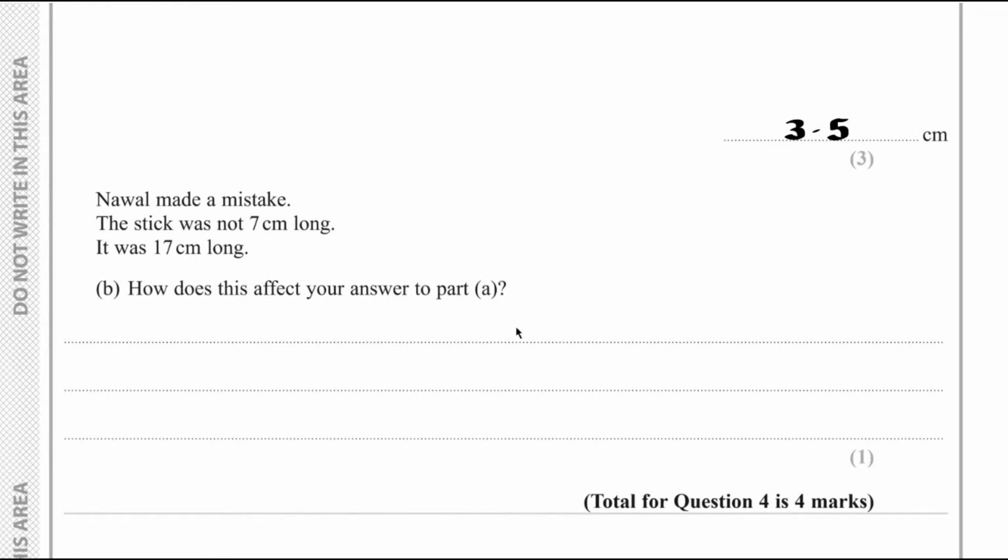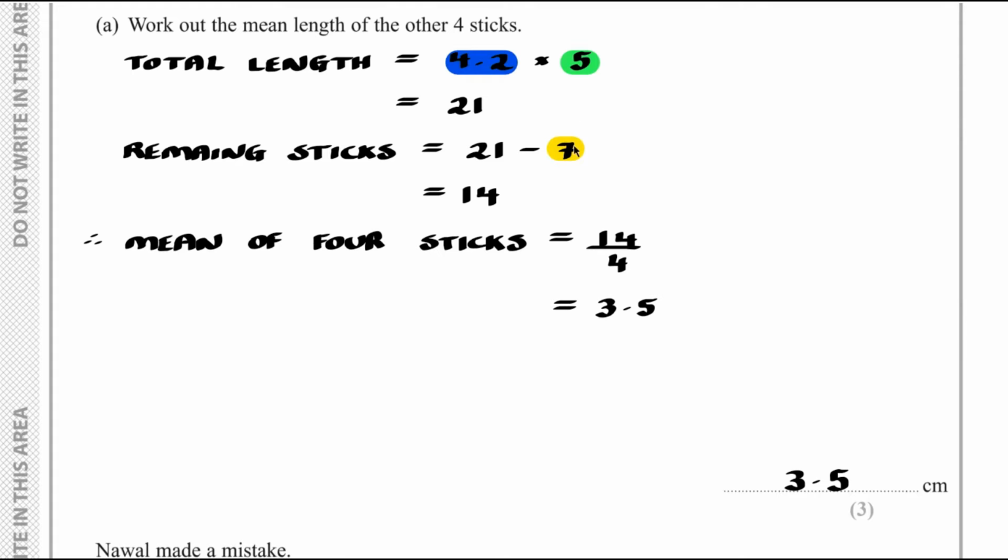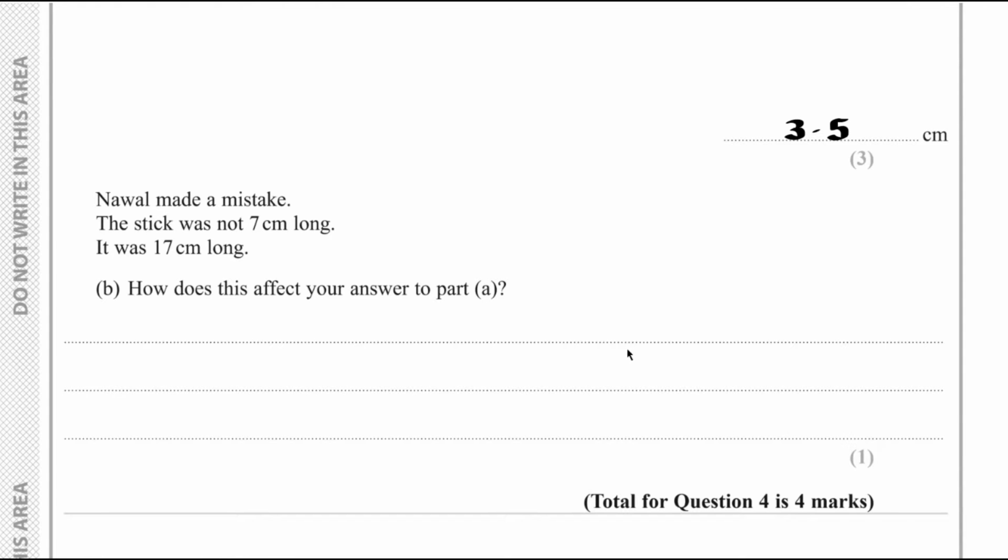So the mean is 3.5. Nawal made a mistake. The stick was not 7 centimeters long, it was 17 centimeters long. Part B, how does this affect your answer to part A? Well, what we would be doing is subtracting a larger amount from 21, which means the remaining sticks will have a shorter length in total, which means the mean would be less. So the mean would be less.